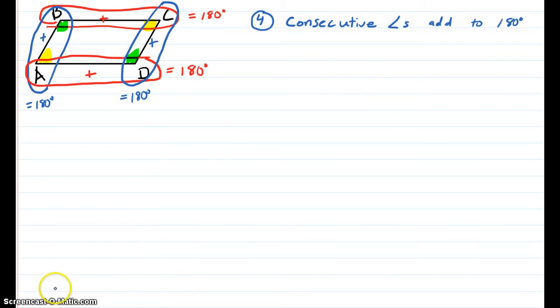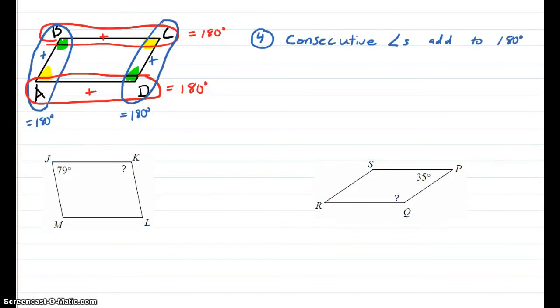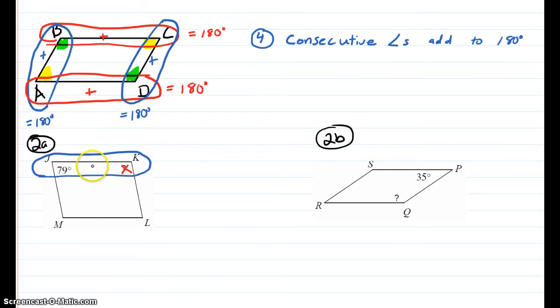So let's take a look at an example. Alright, let's look at the example. And let's go ahead and call this one 2A, and this one 2B. And so here we have 79 degrees. Here we have the question mark. Let's go ahead and change the question mark to X. So we're going to find what the measure of angle K is. And so like we just talked about, these two angles that are next to each other, these consecutive angles, add up to 180.